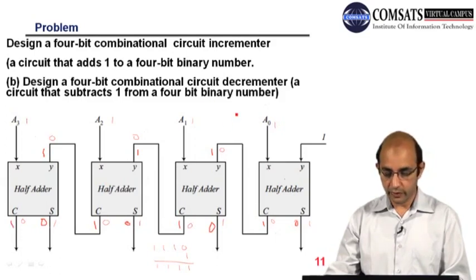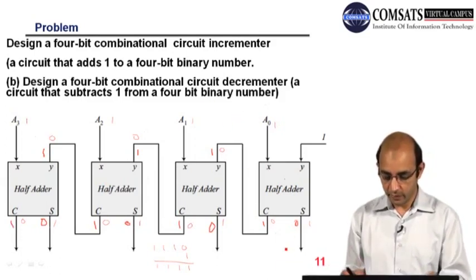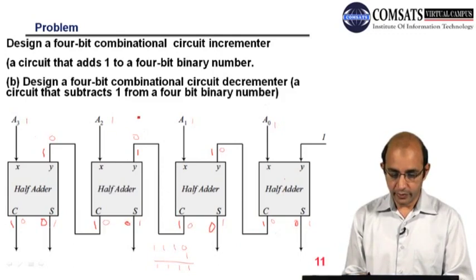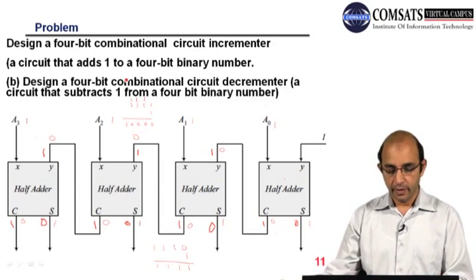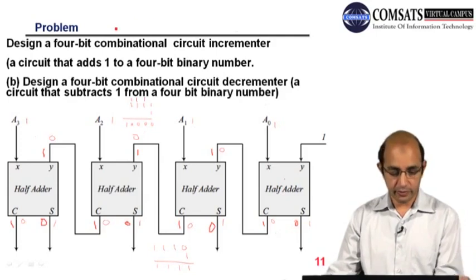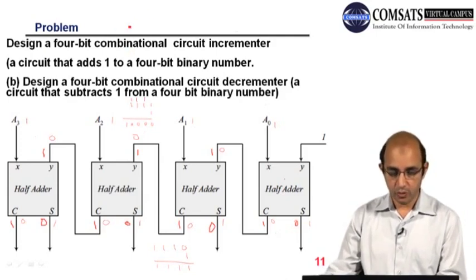So what will happen if I have the same, 1 1 1 1, and I have to add 1? So 1 0 1 carry, 1 1 0 1 carry, 0 1 carry, 0 1. So this is the verification. So we have designed a 4-bit combinational circuit that can increment, right? So we can increment 1.